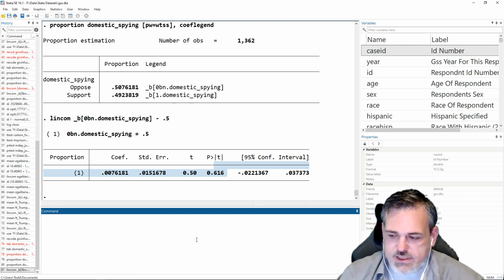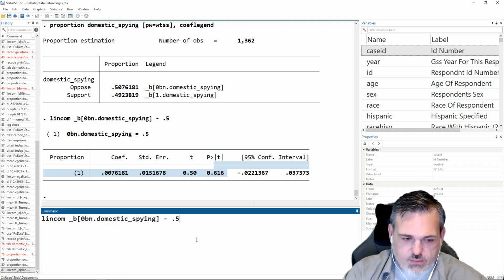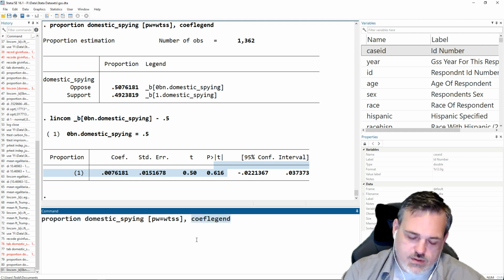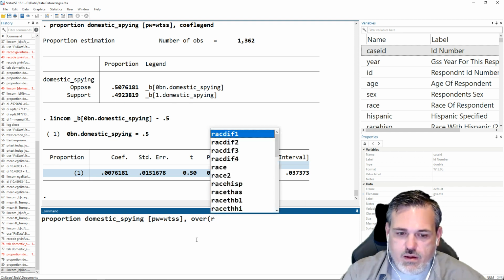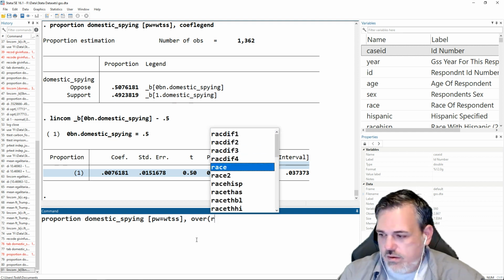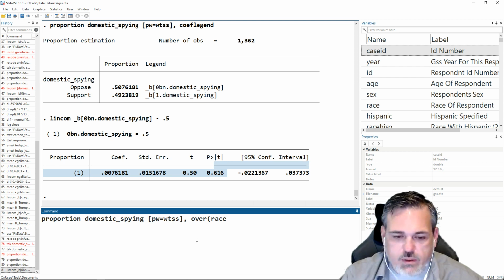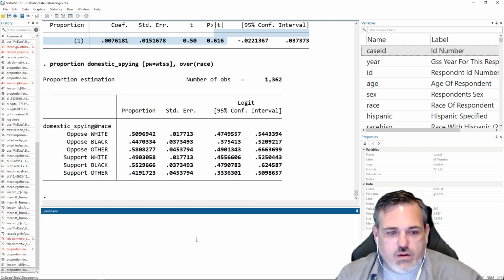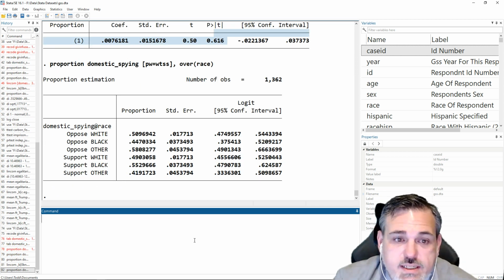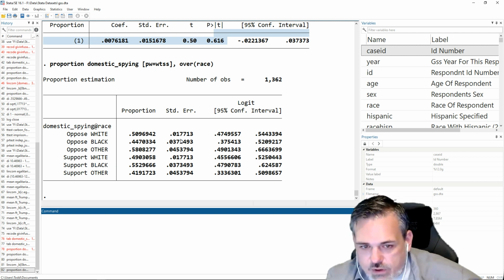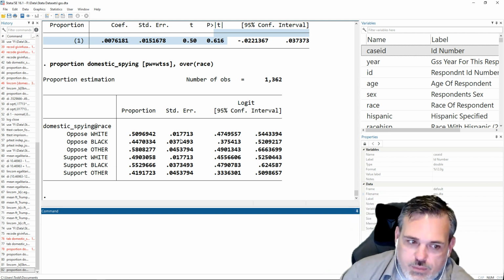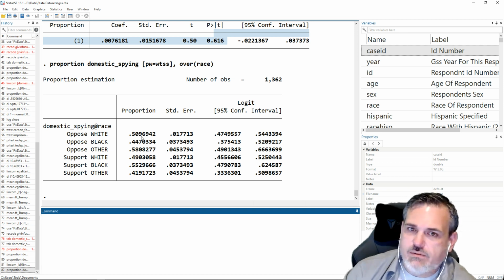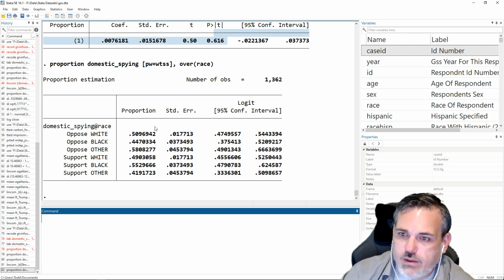Now let's see if there's any difference in this over race. So the command is again the same. And as you can see, the output again differs from the book, but it's actually, I think, easier to follow than the way it's displayed in the book.